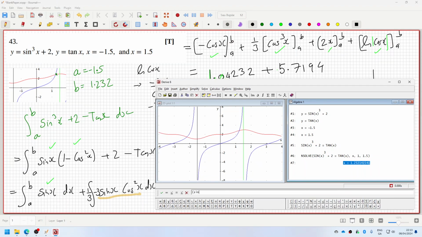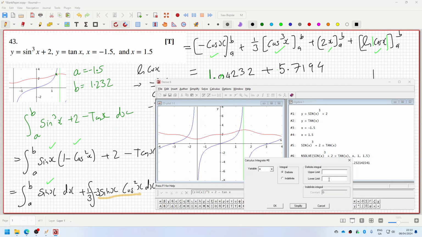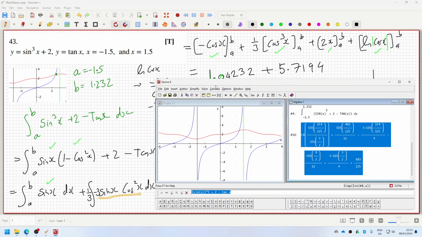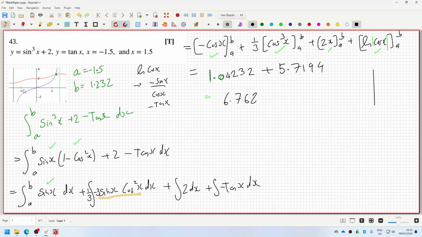So sine x cubed plus 2 minus tan x. Integrate definite, lower limit minus 1.5 to the upper limit of 1. Well, actually, you know what? I think I've just realized. Yeah, that's the same as what I'm getting. I just realized I'm assuming this hits it at... No, I would have to hit it at 1.5, but it doesn't actually hit it there.